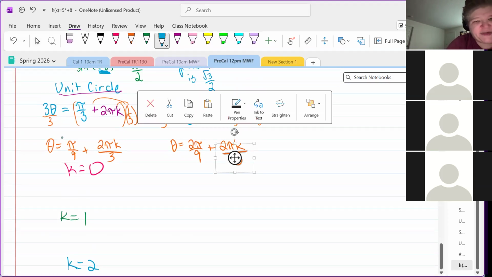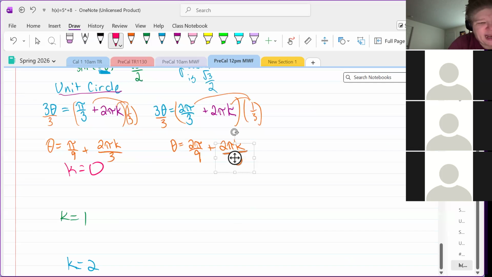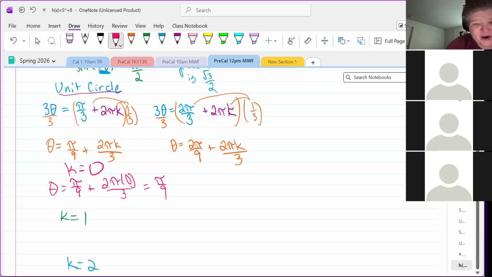But we plug in 0, and I will get theta is pi over 9 plus 2 pi times 0 over 3. Well, all of that is just 0, so this is just pi over 9. Our other angle, 2 pi over 9 plus 0 is going to be 2 pi over 9. So my first 2 solutions I can get, even if I forget the 2 pi k, I should at the very least get those 2 numbers.